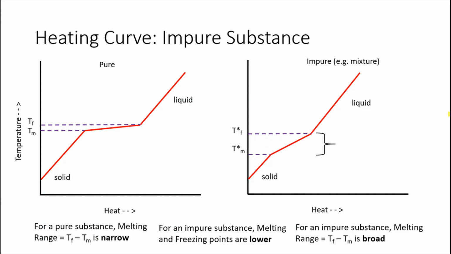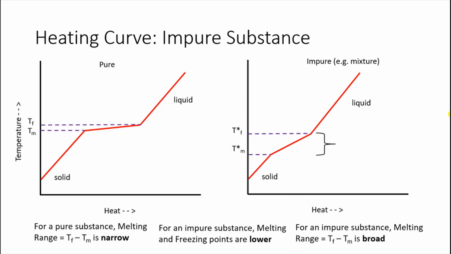So if I have a preparation of a substance, one way to assess its purity is to check and see if the melting point is close to what it's supposed to be, and also if the melting range is narrow or broad. The narrower the melting range, the purer the substance is.